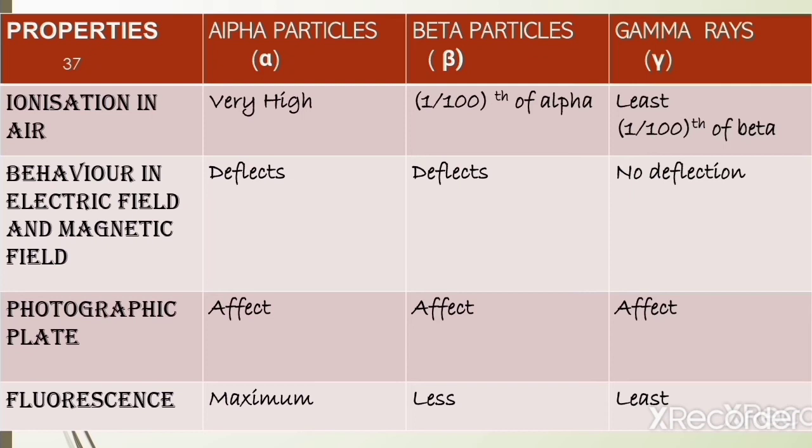As we all know, fluorescence is the emission of electromagnetic radiation, usually visible light, caused by the excitation of atoms in a material.